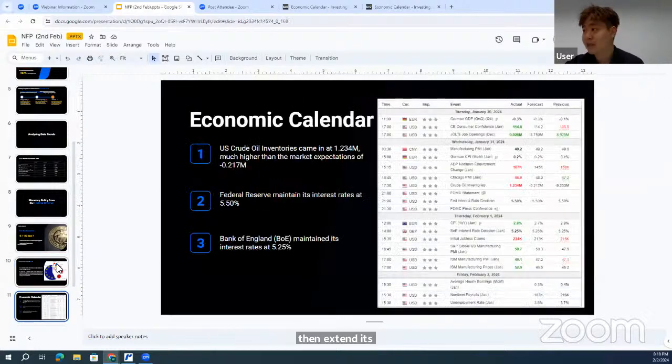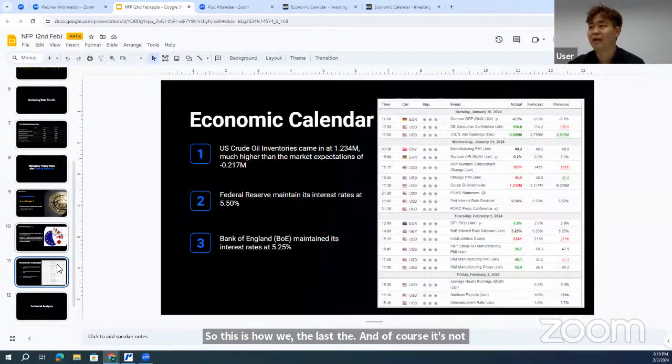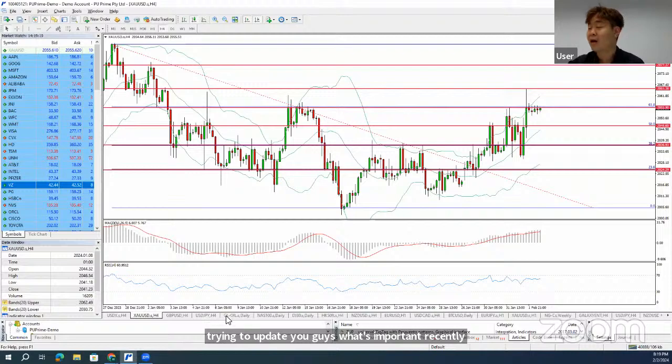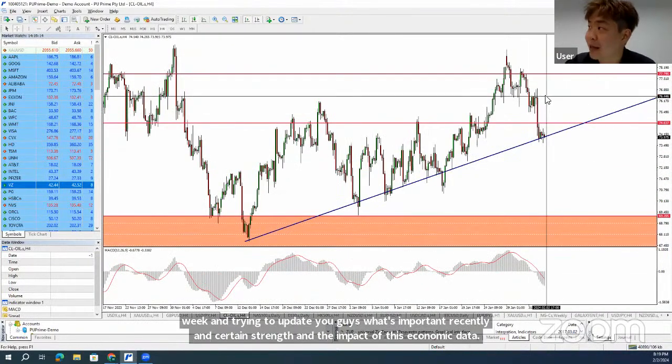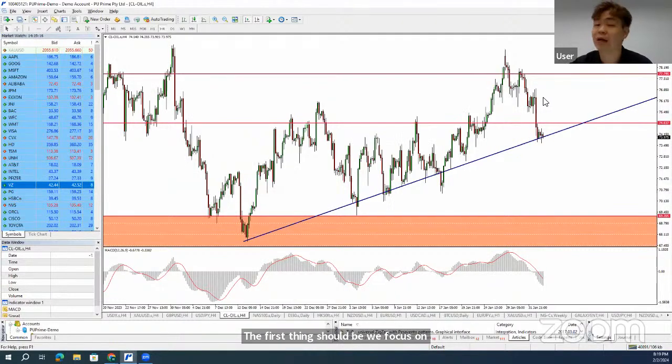And of course, it's not just NFP data that is very important recently. Here is a small update of the economics calendar this week, trying to update you on what's important recently and the strengths and impact of this economics data. The first thing we need to focus on is the oil market recently. This is not related to NFP, but I still feel it's quite interesting to share with everyone, to give you a better understanding of how the economics data normally affects certain asset classes.